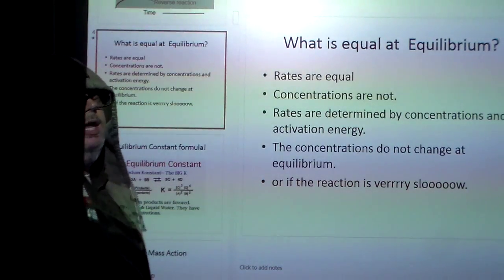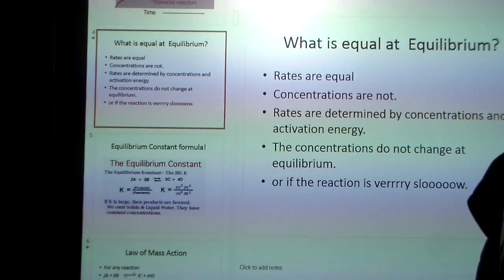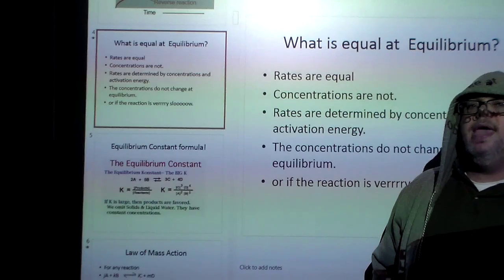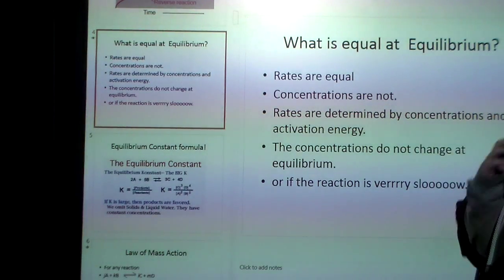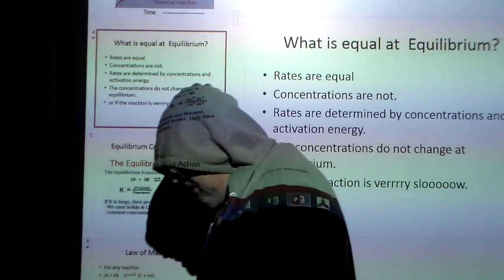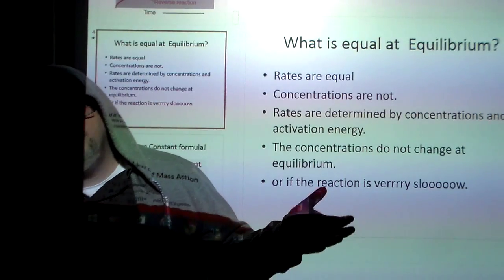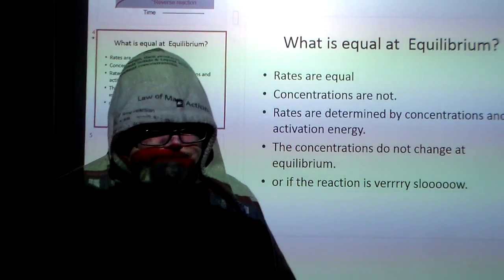Now, what is exactly equal at equilibrium? Well, for one thing, the rates are equal. Now, the concentrations, they may or may not be. Highly unlikely that they're going to be. Okay? But the idea is that we look at the rates, there's two things that are going to tell us. One, the concentration of the players involved, and two, the activation energy.